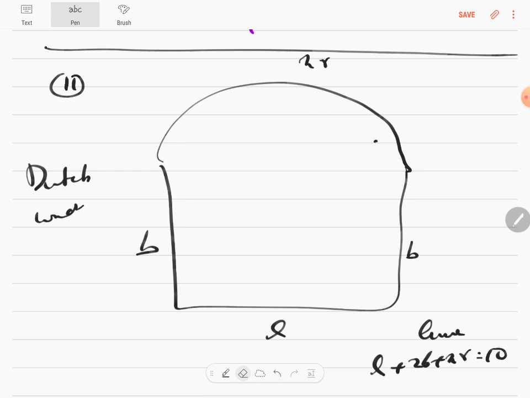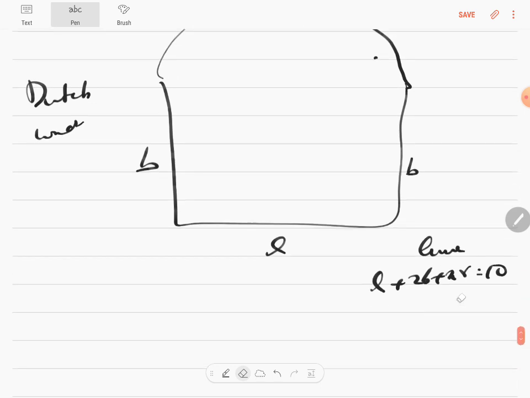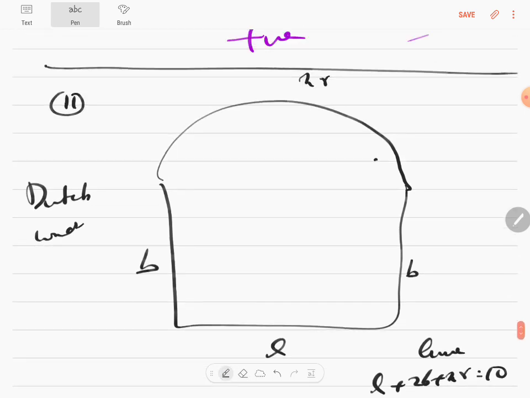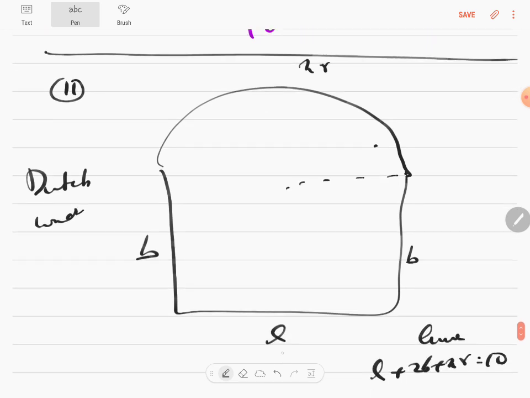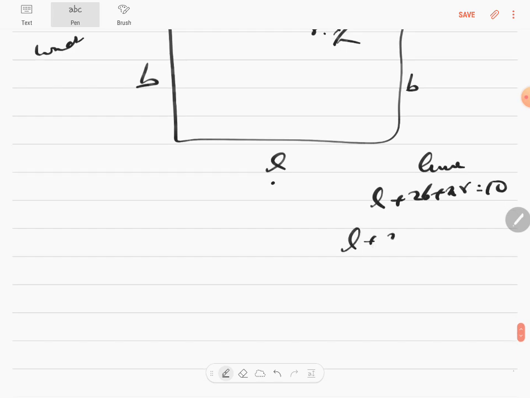Perimeter means circumference only. So L plus 2b plus pi r. You know that the radius is nothing but L by 2. So you can substitute r as L by 2: L plus 2b plus pi L by 2 is equal to 10.